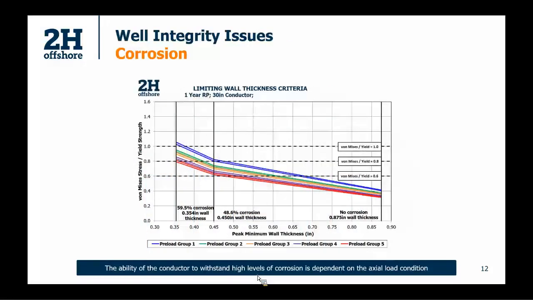So I'm going to go through a couple of project examples that show some results for looking at these different integrity issues and show the kind of effect that you can see. So I said earlier that the axial state of the conductor is quite critical to the performance of the system. What we have here is a large number of conductors that were grouped together based on their preload. In this particular example, preload group 5 sees the least level of compression, and preload group 1 sees the highest level of compression. So at the point of design, you can see that actually there's not a significant difference.